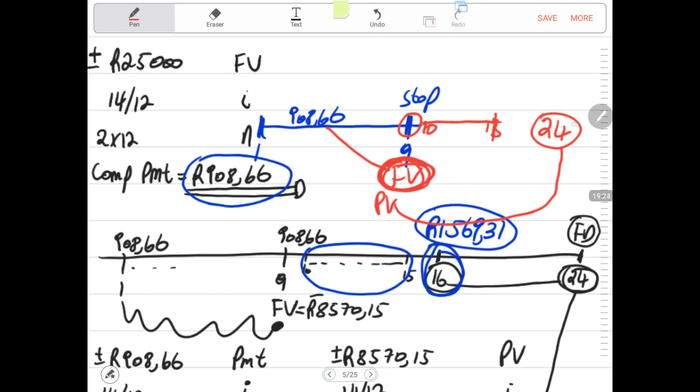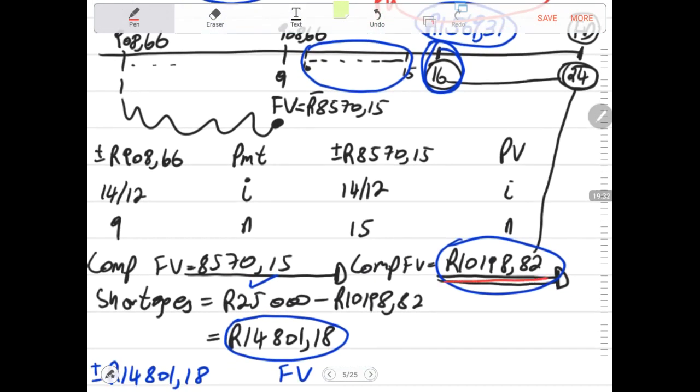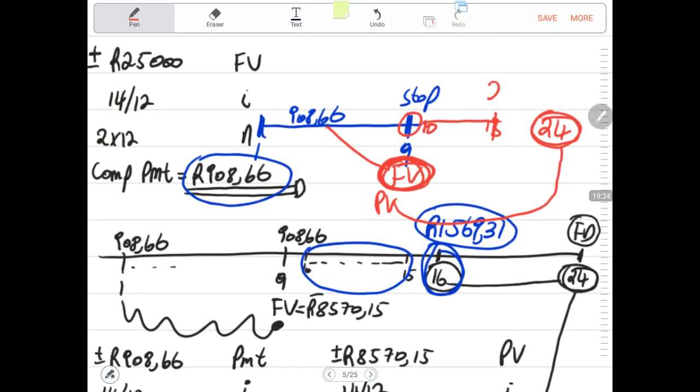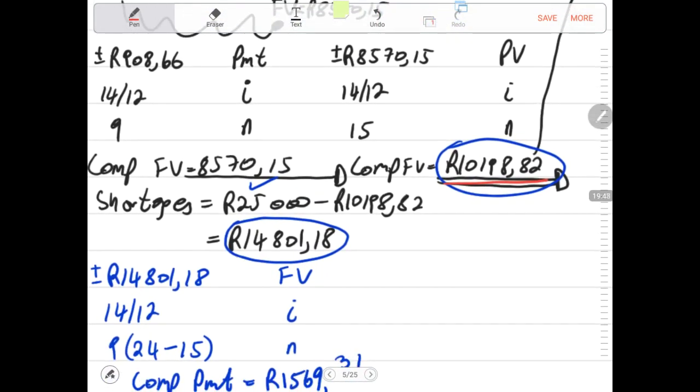Then we say, okay, how much is in the account now? The amount that is in the account is calculated to be 10,000. So with this 10,000, how much do we need? We need 25,000. We don't need 10,000 something. Therefore, we need to say how much is the shortage, or how much is left in order for us to reach our target. The amount that is left now is 14,801.18. How are we going to raise this money? How are we going to achieve this amount in order for us in 2 years to have the same 25,000?